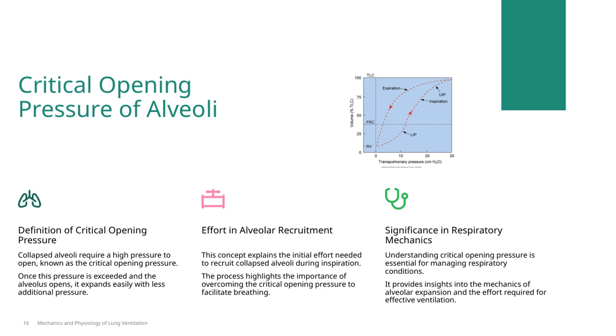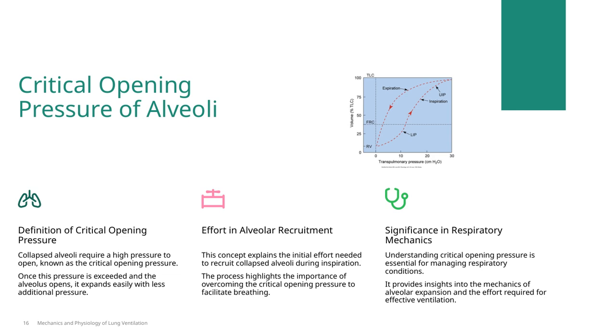The critical opening pressure is essentially the high pressure required to open a collapsed alveolus. Once that pressure is exceeded and the alveolus opens, it then expands easily with less additional effort. This is a key point because it highlights how much effort is needed at the start of inspiration to get the alveoli functioning properly. Understanding this concept is especially important in managing respiratory conditions.